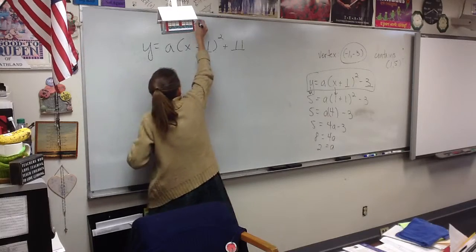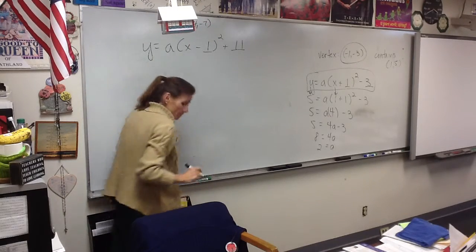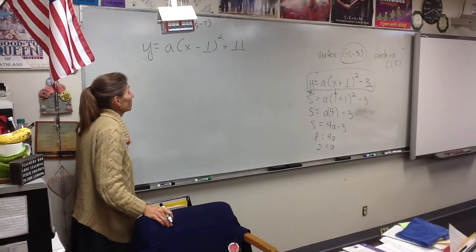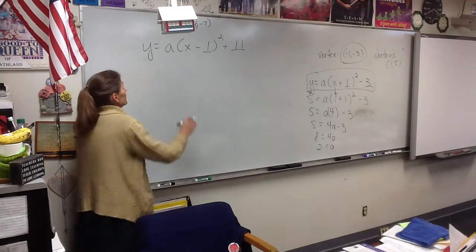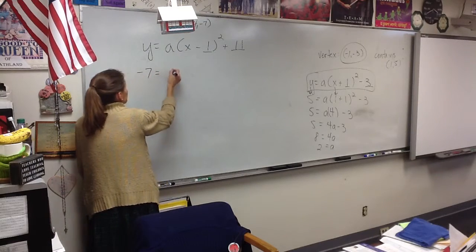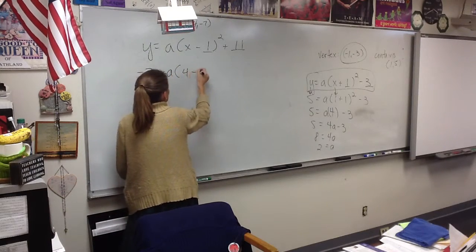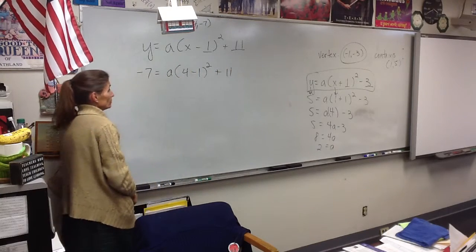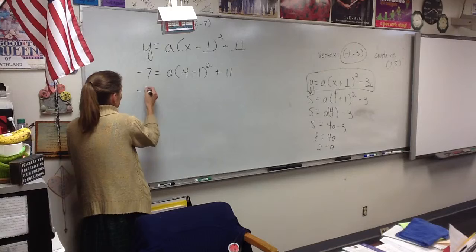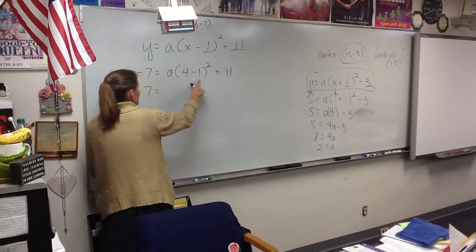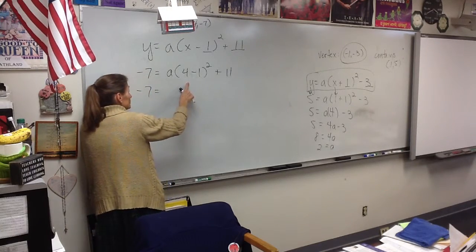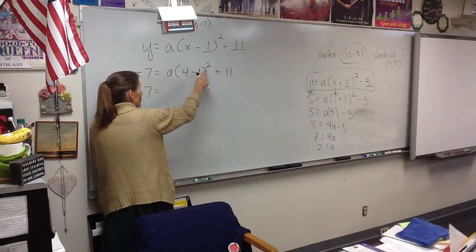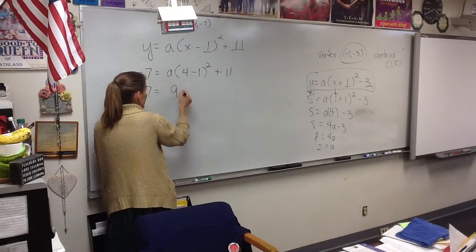So it contains the point for -7. So what am I going to do? If y is -7, then x is 4. So what's this? Three. 3 squared is 9, so I got 9a plus 11.